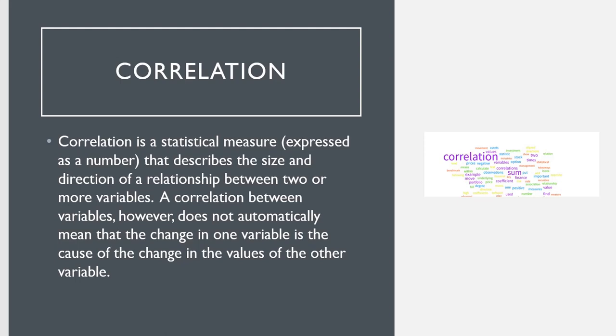Correlation is a statistical measure that describes the size and direction of a relationship between two or more variables. A correlation between variables, however, does not automatically mean that the change in one variable is the cause of the change in the values of the other variable.